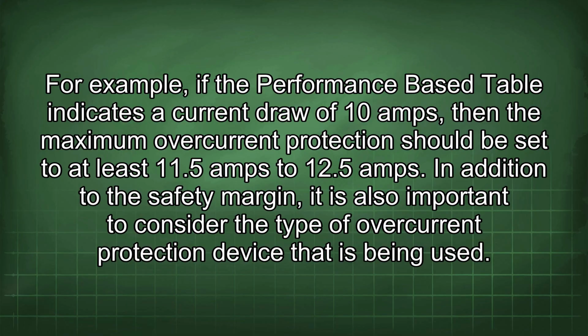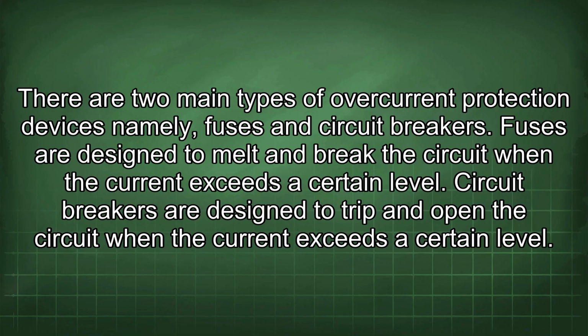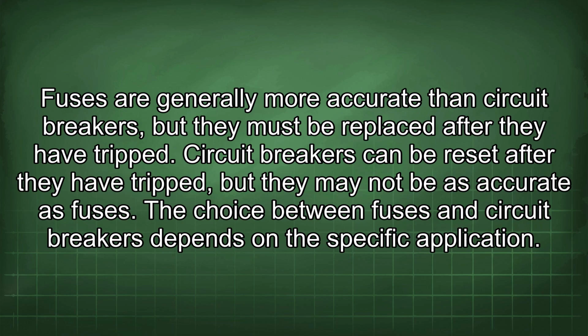In addition to the safety margin, it is also important to consider the type of overcurrent protection device that is being used. There are two main types of overcurrent protection devices, namely fuses and circuit breakers. Fuses are designed to melt and break the circuit when the current exceeds a certain level. Circuit breakers are designed to trip and open the circuit when the current exceeds a certain level. Fuses are generally more accurate than circuit breakers, but they must be replaced after they have tripped.